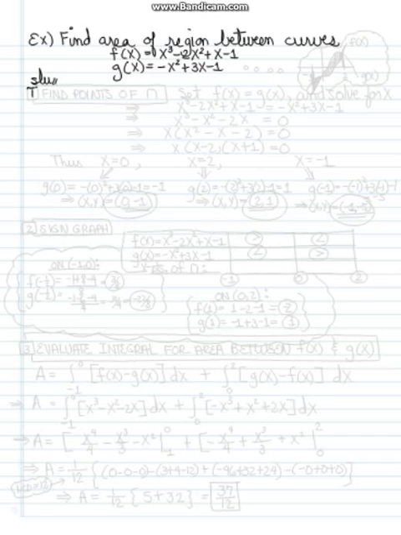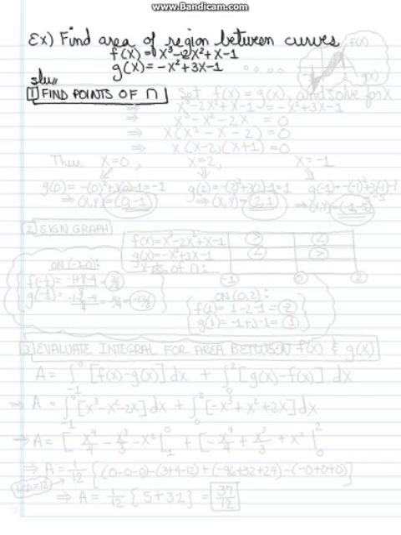Find the area of the region between the curves f of x equals x cubed minus 2x squared plus x minus 1 and g of x equals negative x squared plus 3x minus 1. They're both given as functions of x. Let's see what we can do with this.